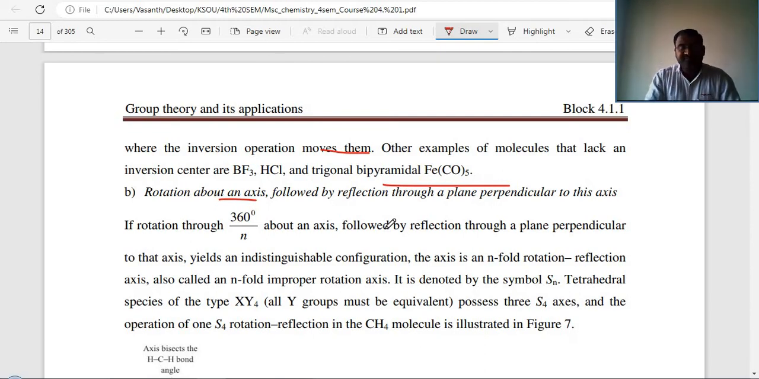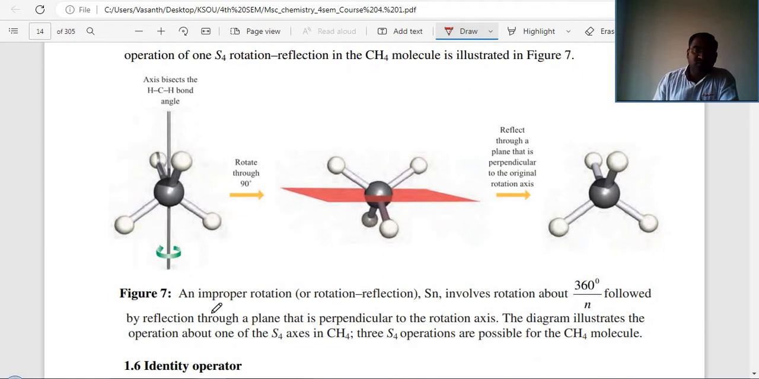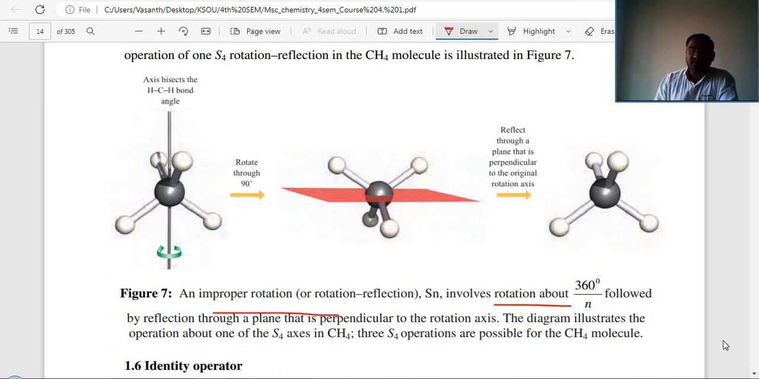Next concept: rotation about an axis followed by reflection through a plane perpendicular to this axis. This is called improper rotation, S n, which involves rotation by 360 degrees divided by n, followed by reflection through a plane that is perpendicular to the rotation axis. The diagram illustrates the operation about one of the S4 axes in CH4.